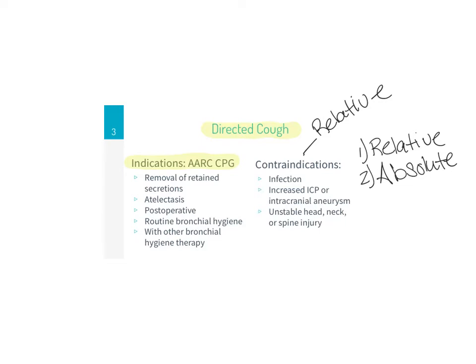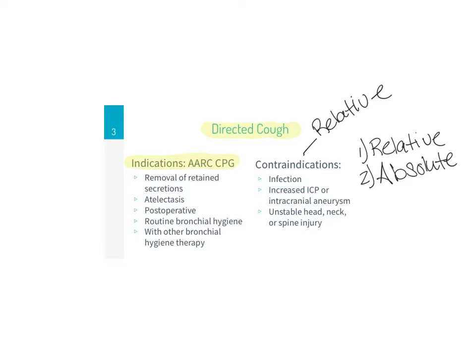If they have an increased ICP or an intracranial aneurysm, if they are having major issues and you're afraid they're going to be intubated on the vent, if they cannot get these secretions up and out because there's a lot of mucus plugging, then you're going to watch and make sure that they're not straining, that they're not going to increase their ICP to a place where it can hurt them.